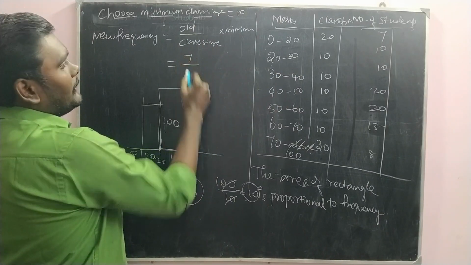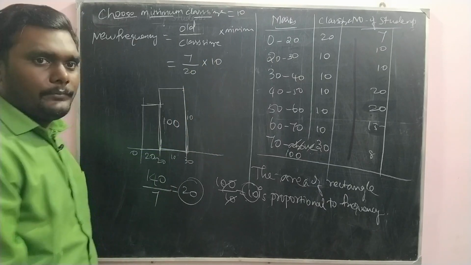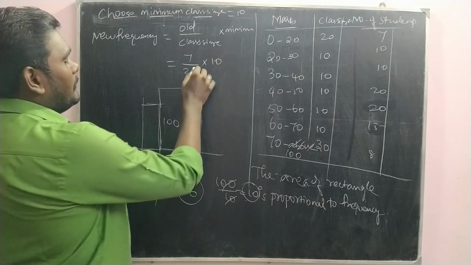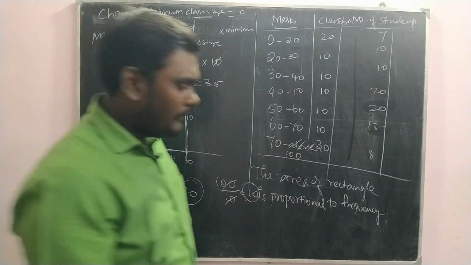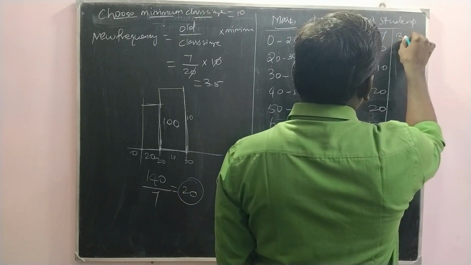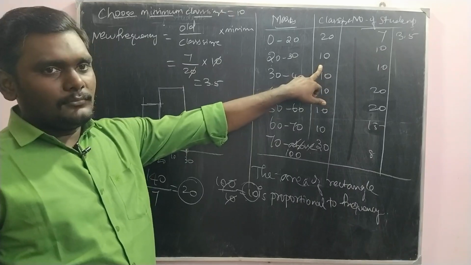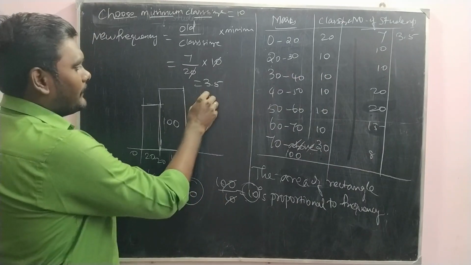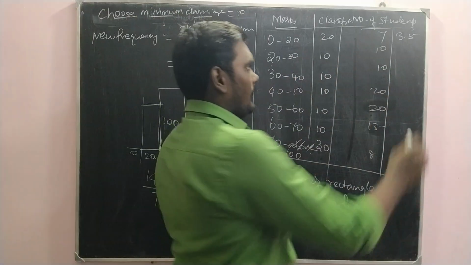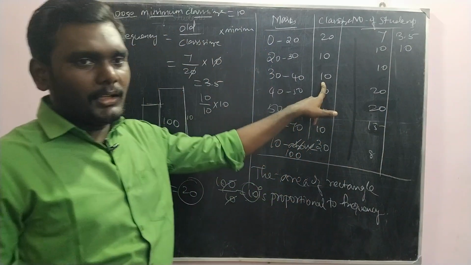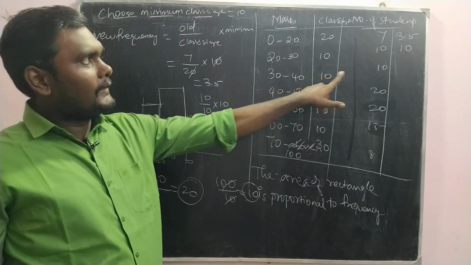The old frequency is 7 by the old class size 20, now into the new class size 10. Now simplify this. What you may get is 3.5. That is the new frequency. Also for the next one and the others, you don't need to convert, because it is 10 by 10 into 10. What will come here? 10 only will come. Here also 10 by 10 into 10. The old class size is also 10. Class size 10, frequency also 10.